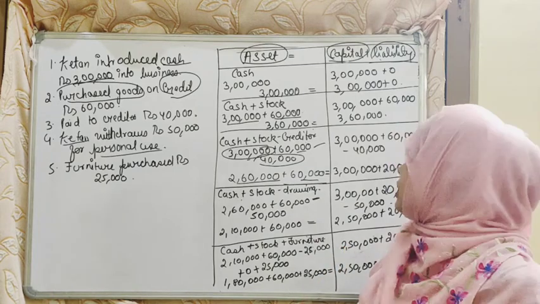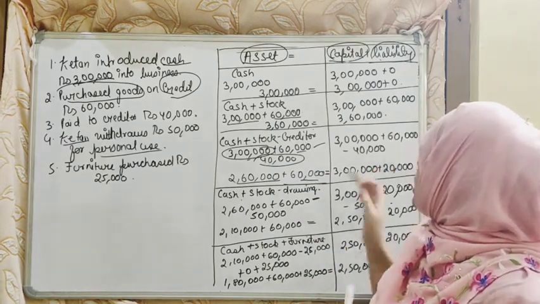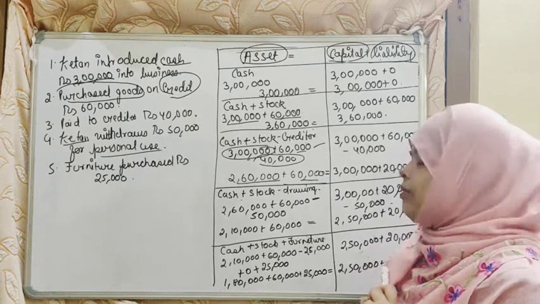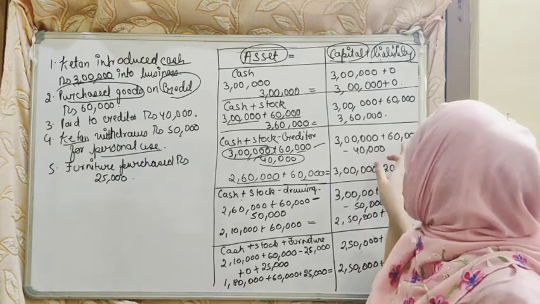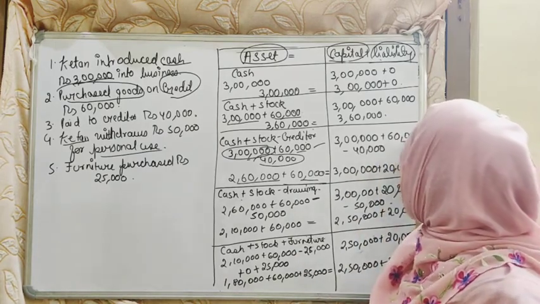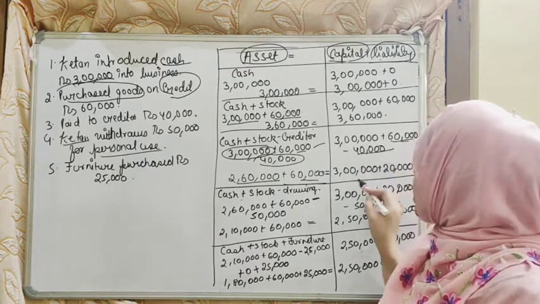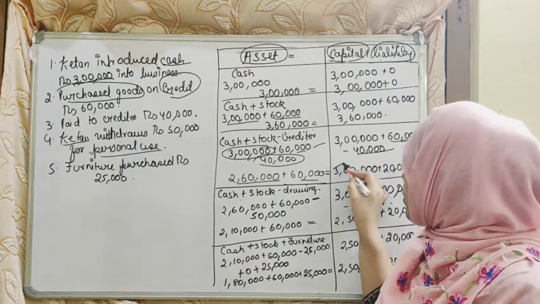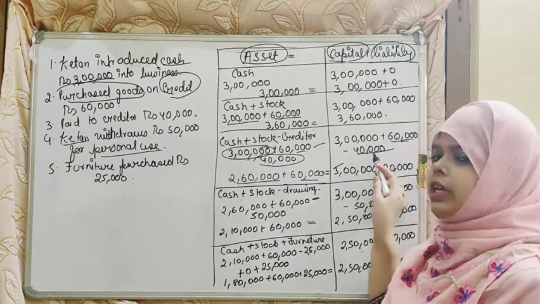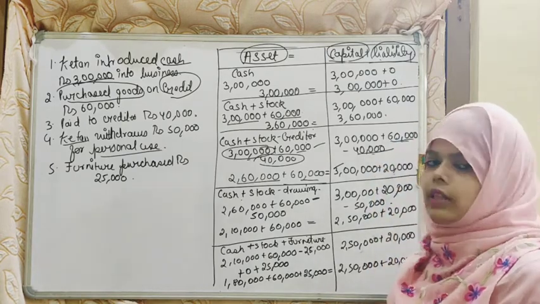Capital won't be affected, but we have a liability, that is credit of 60,000, and we already paid 40,000. So from this 60,000 we subtract the amount of 40,000. That comes to 3 lakh as it is the amount of capital, plus 60,000 minus 40,000, that comes to 20,000.